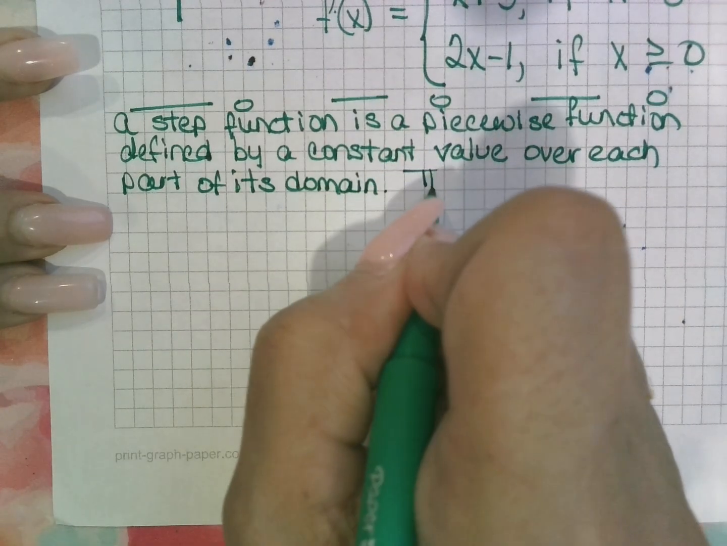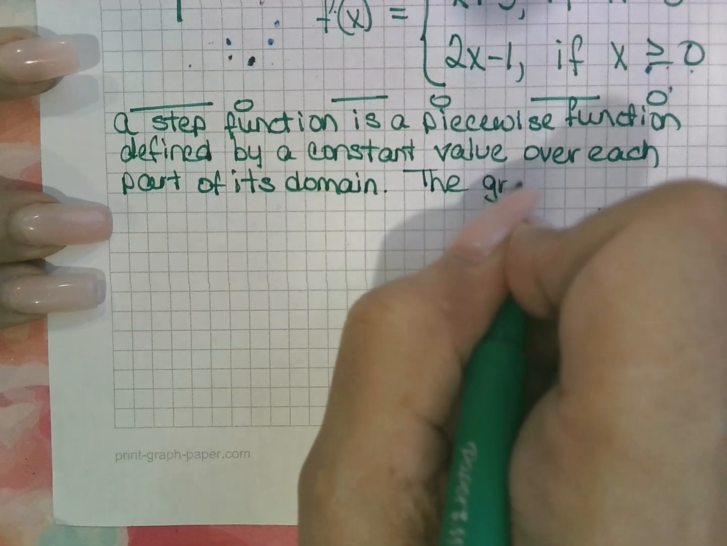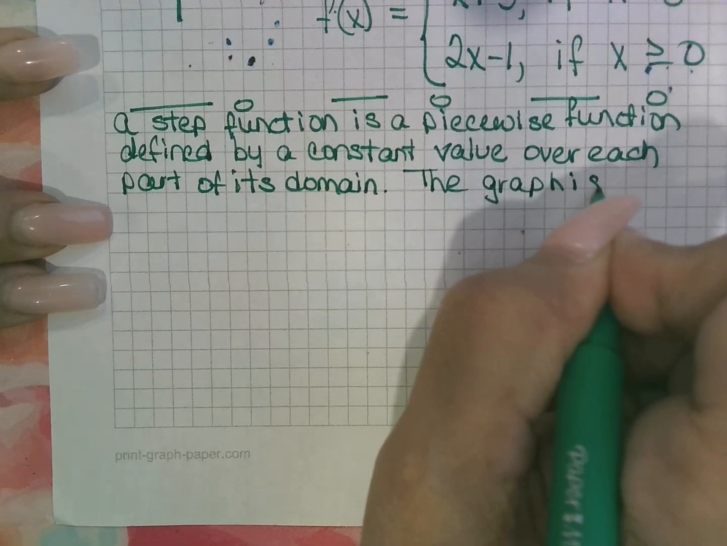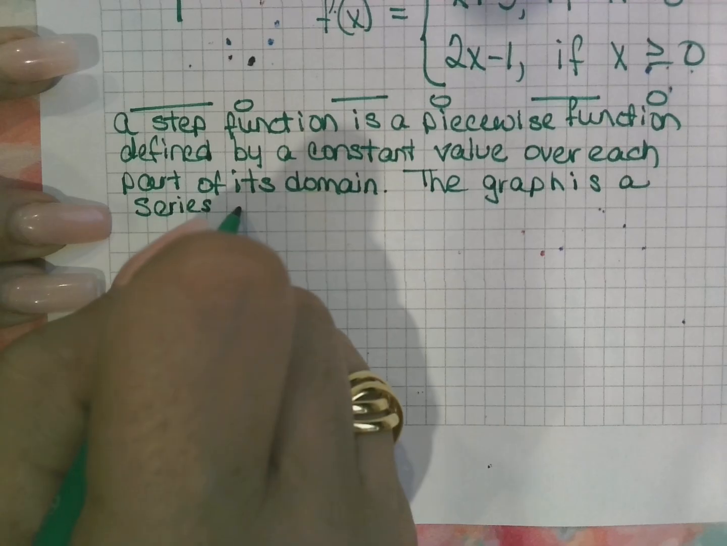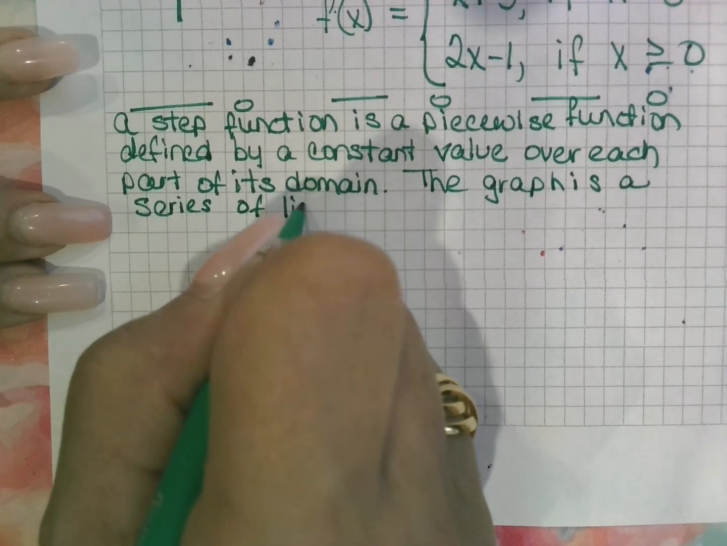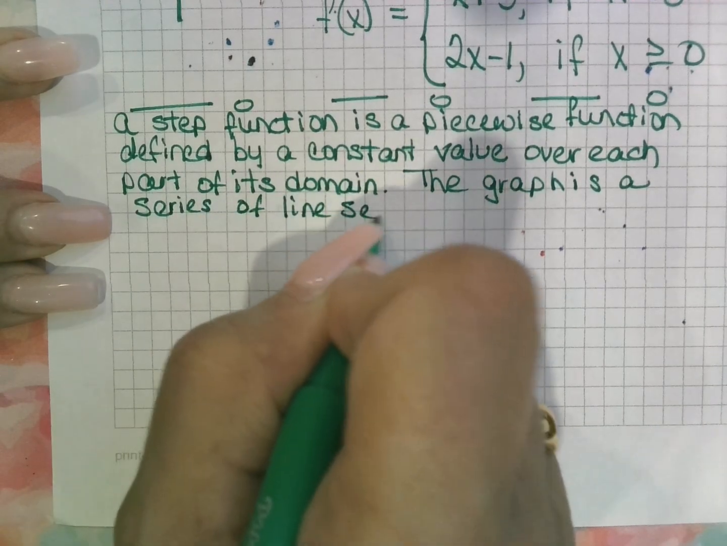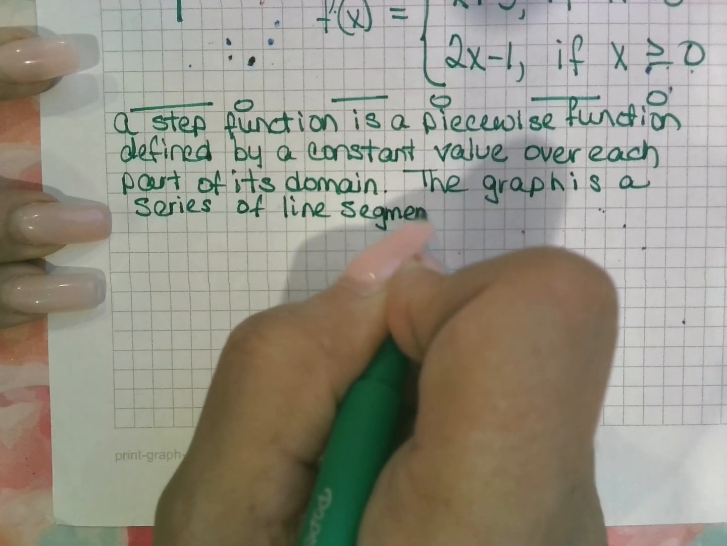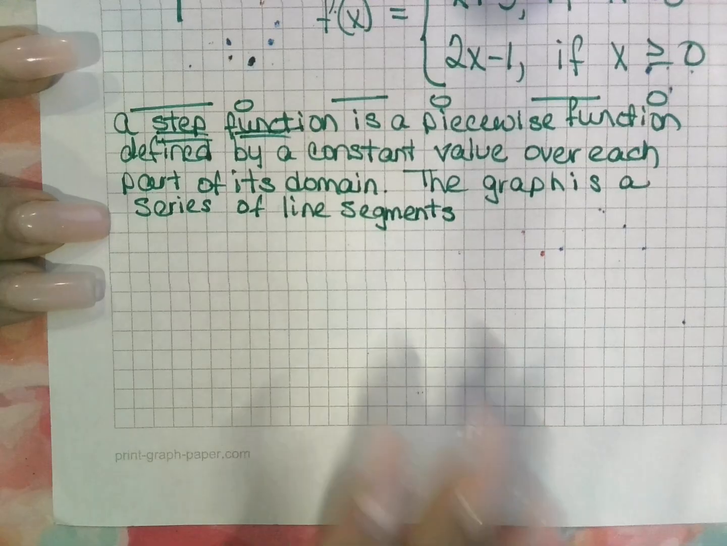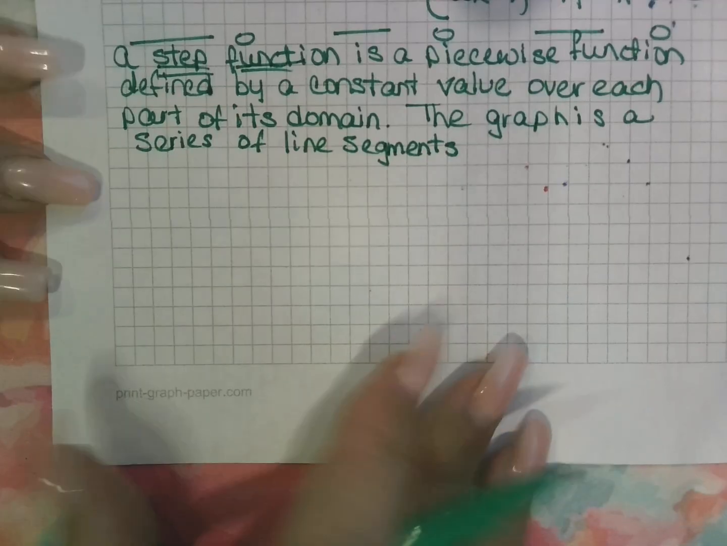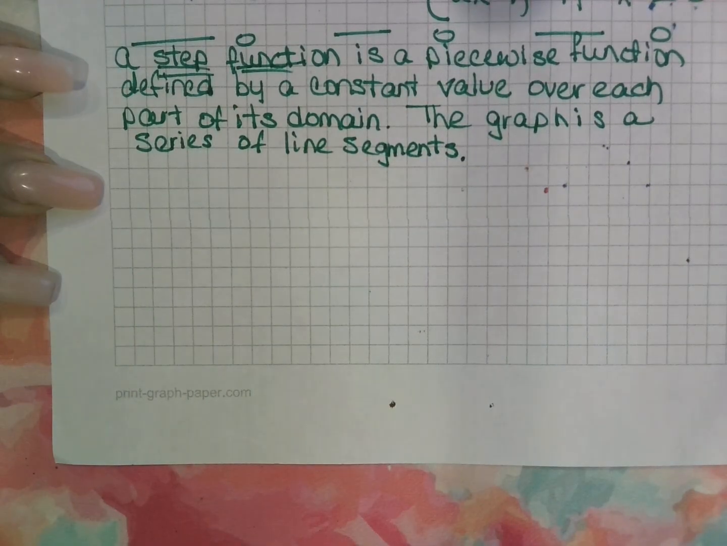The graph is a series of line segments. And these line segments will look like stairs or steps, and that's where the whole idea of the step function comes from, because it looks like the steps of a stair, of a stairwell or something. Alright, so let's take a look at that. What does a step function look like?